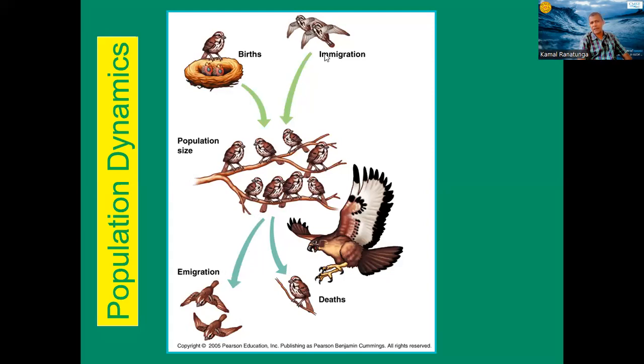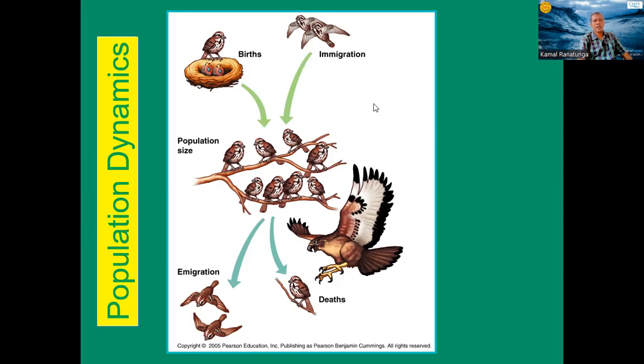On the other hand, this is immigration, IMMI, and this is emigration, EMI, going out of a country or location where they live. So if someone comes into Sri Lanka, we call it immigration. If you are going out, we call it emigration. So emigration and deaths will reduce the population size.